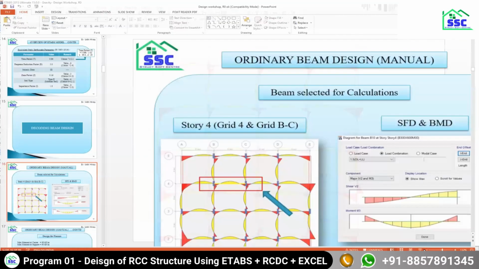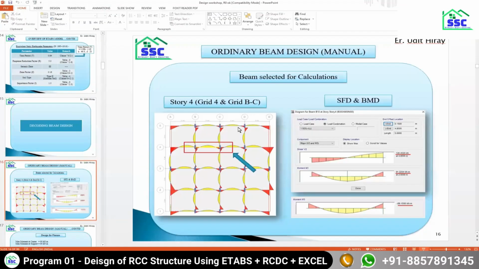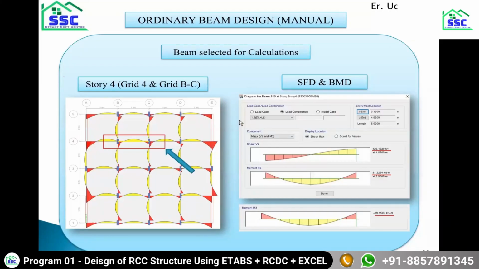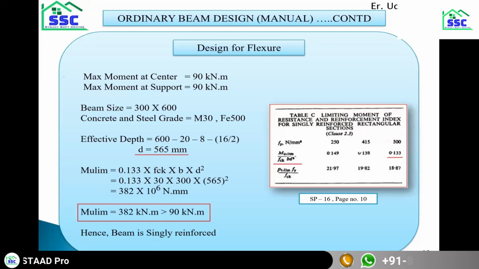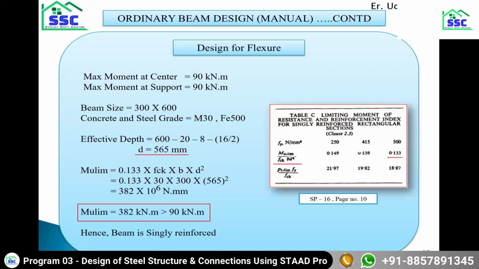And now I will once again go back to the presentation. So the first part in the design of an ordinary beam is the design for flexure. The maximum bending moment, as we have already seen, at the center was 90 kilonewton meter, and at the support was also 90 kilonewton meter. So these we have extracted from the analysis results of the model.